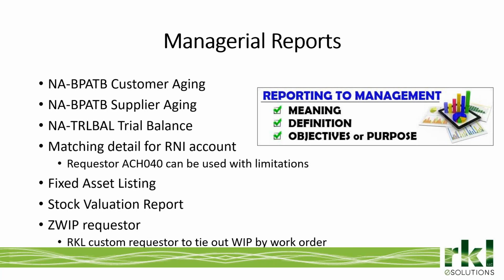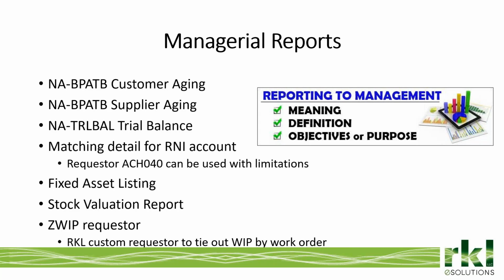If you don't know the bucket that report is in, you can just go to reports and search on NA, BP, ATB for your customer aging. That's also the same code for your supplier aging, so you're going to want to run those. That's just a parameter on that specific report where you select whether it's customer or supplier. Of course, you're going to want to run your trial balance as well.